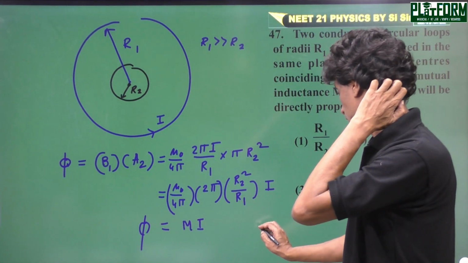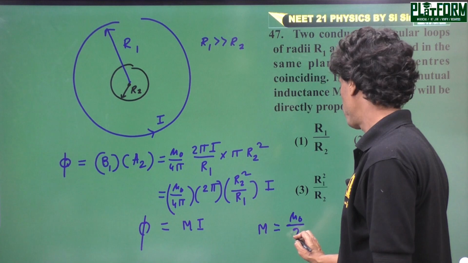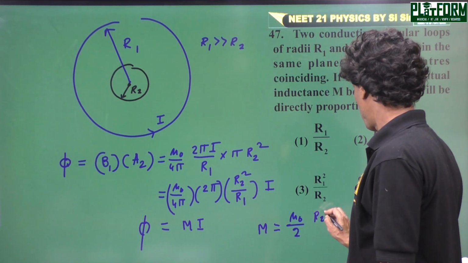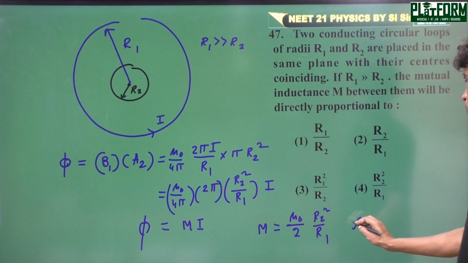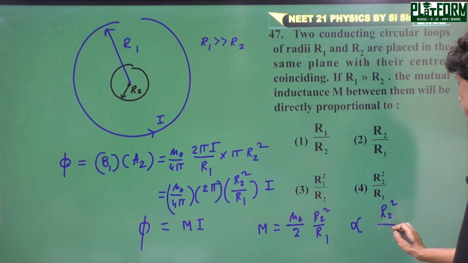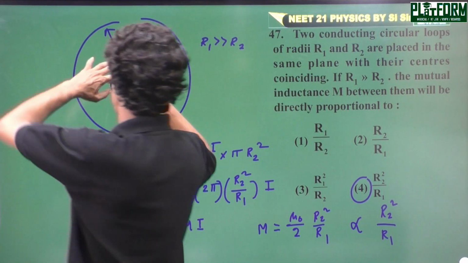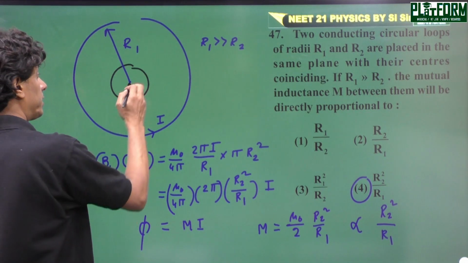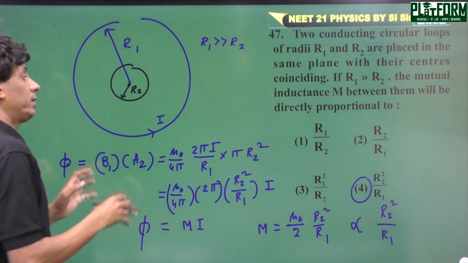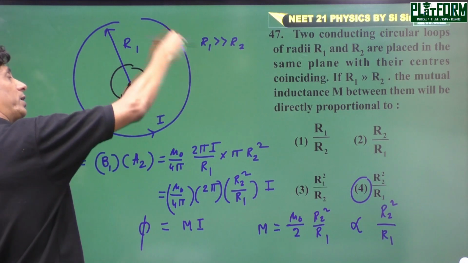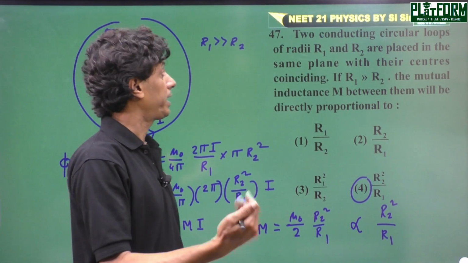So phi is equal to mutual inductance into the current through the coil. So the mutual inductance becomes mu naught by 2 times R2 square by R1, and this mutual inductance is directly proportional to R2 square by R1. As per the convention, since the radius of the outer circle is greater than the radius of the small circular coil, we take the current through the outer circle, and the mutual inductance is directly proportional to R2 square by R1. Okay, next problem.